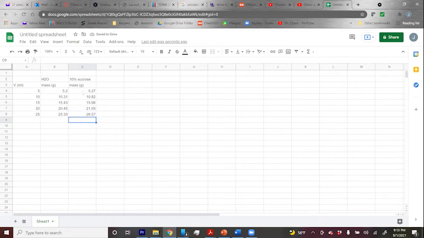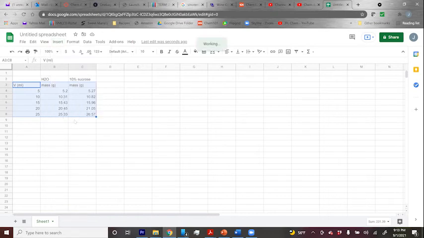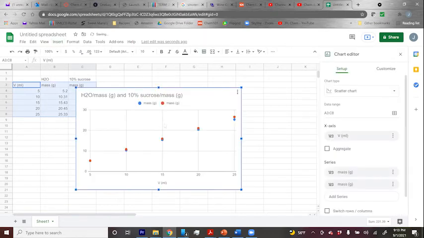Okay. So here I've got my volumes and my masses. Now I want to plot them. So I select what I want to plot, and I go to Insert. I want a chart. I want a scatter chart. There it is, and it's given it to me.